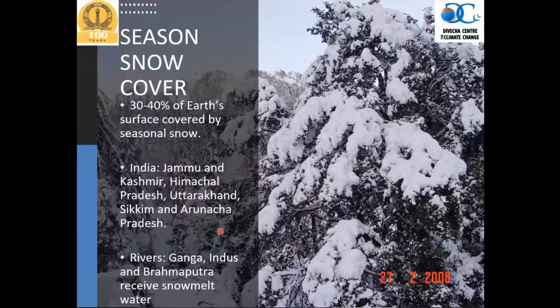We are extremely fortunate here in the Himalaya also. We have seasonal snow, particularly in many states like Jammu and Kashmir, Himachal Pradesh, Uttarakhand, Sikkim and Arunachal Pradesh. We are extremely lucky to have seasonal snowfall there. And many rivers such as the Ganga, Indus and Brahmaputra receive this snowmelt water. This is a very unique ecosystem where you receive snowfall in winter, but it melts in summer.